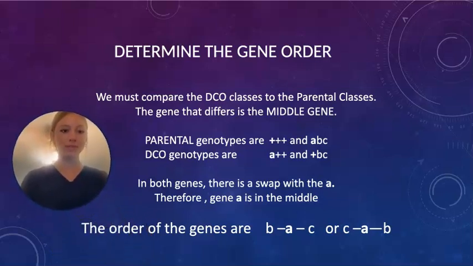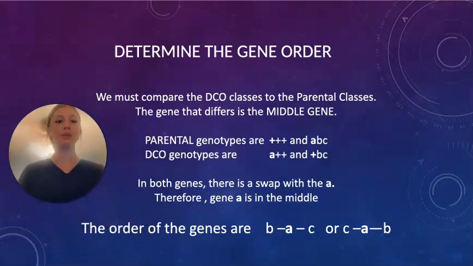Next, we have to determine the gene order. We must compare the double crossover class to the parental classes, and the gene that differs is going to be considered the middle gene. The parental genotypes that are given are plus and ABC, and the double crossover genotypes are A positive and plus BC. In both, there's a swap in the A, as you can see. Therefore, gene A is in the middle. The order of the genes is BAC or CAB.